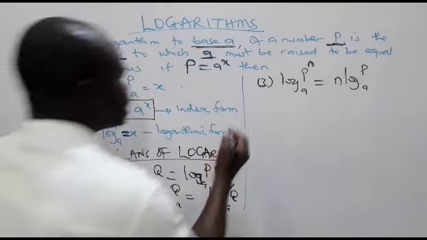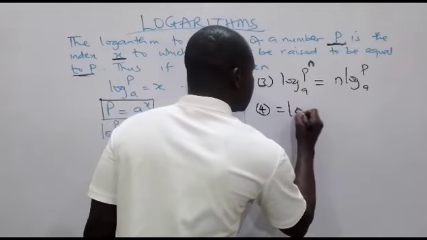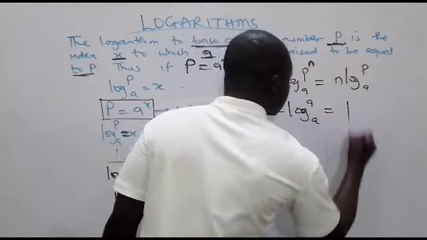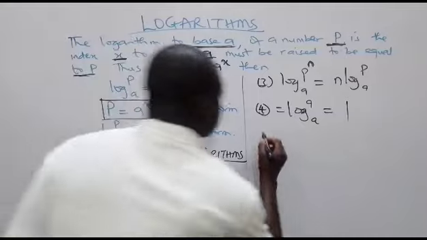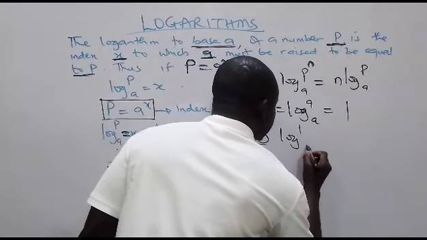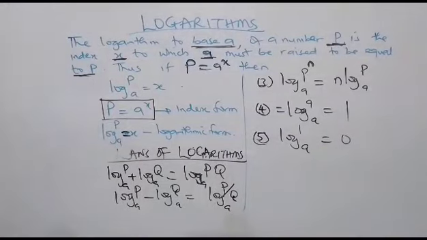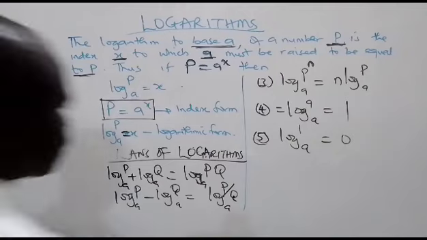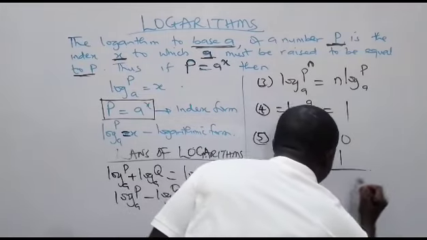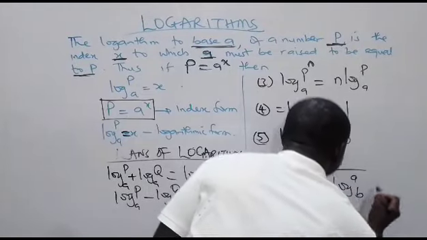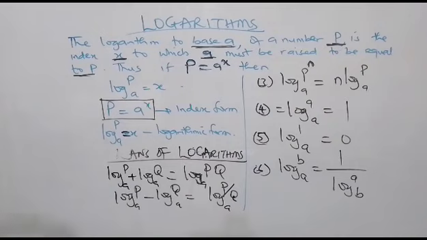Then the fourth law says that if the log and the base are equal, it is equal to 1. When we have log A base A, it is equal to 1. Then the fifth law says that log 1 base A is equal to 0. So please, we should learn all these laws by heart. Then there is this law that says log B base A is the same thing as the reciprocal of log A base B. With these laws, we should be able to solve any problem under logarithm.